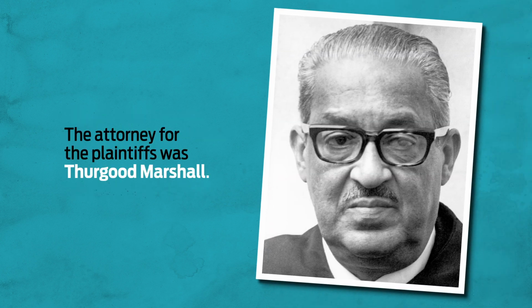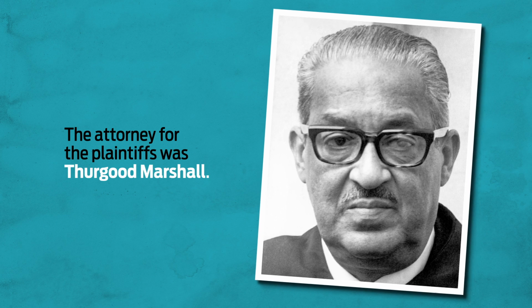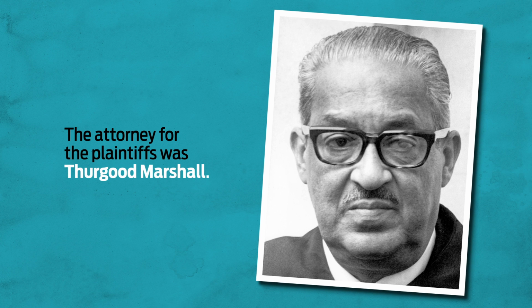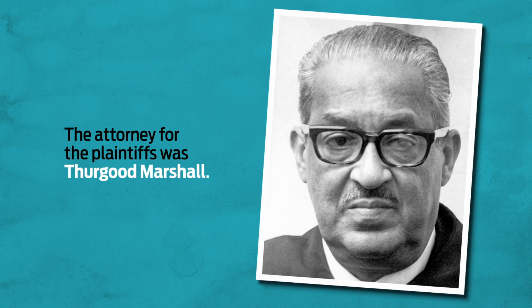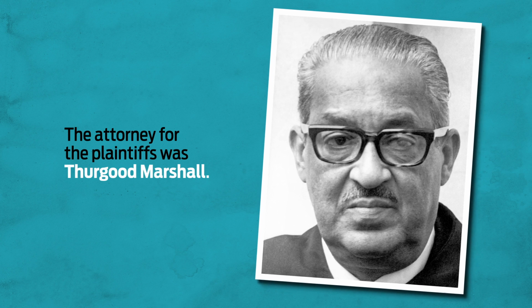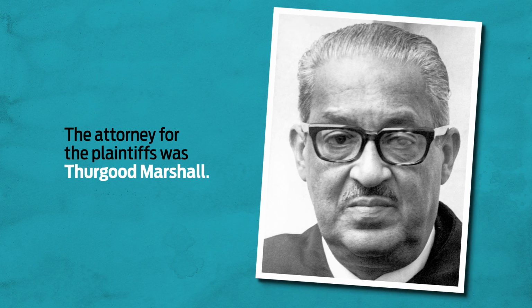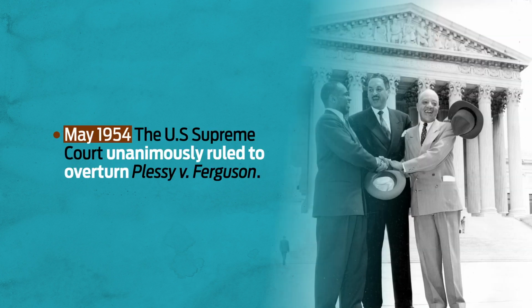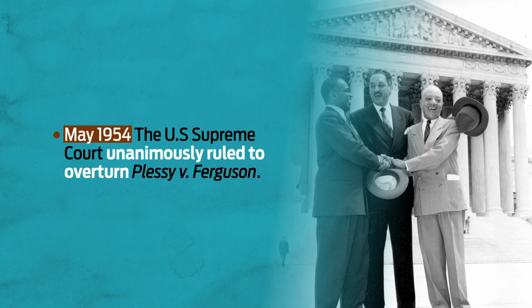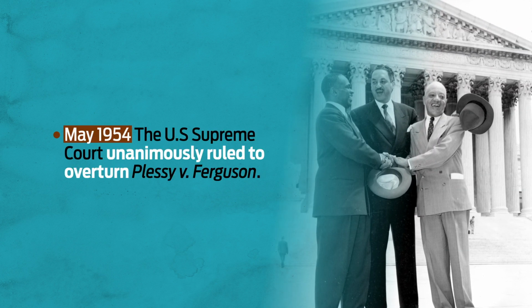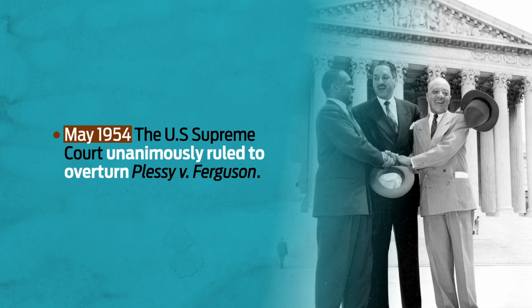In Brown v. Board of Education, the attorney for the plaintiffs was Thurgood Marshall. Starting in 1948, the NAACP Board of Directors endorsed his strategy of fighting segregation by tackling school segregation. In May of 1954, the U.S. Supreme Court unanimously ruled to overturn Plessy v. Ferguson.